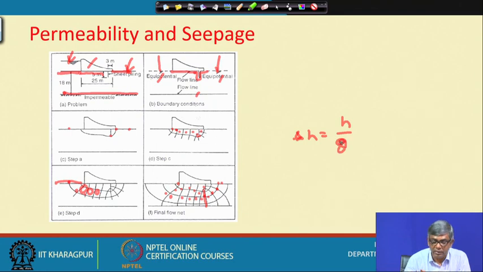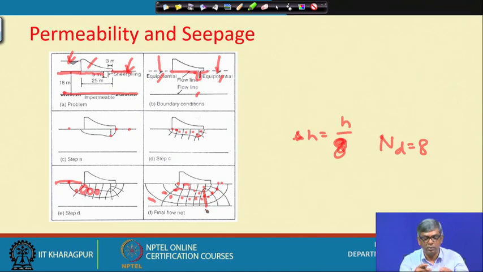So, del H becomes H by 8. So, N D is actually 8, and N F will be 1, 2 and 3, and the last one you can see becomes narrow. Approximately by eye estimation, though it is becoming bigger and bigger as you go away from the body, this one need not be considered a full flow channel. So, it can be partially 3.4, 3.5 like that.